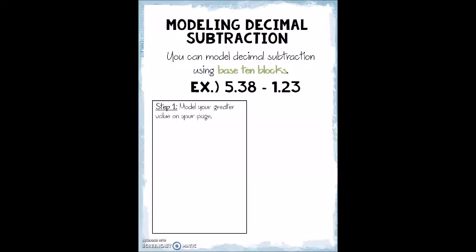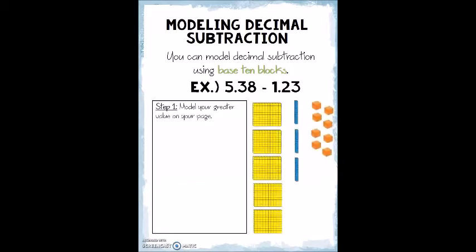First, I'm going to model the greater value on my page. In this case, 5 and 38 hundredths is greater than 1 and 23 hundredths. So I'm going to model 5 and 38 hundredths. And I did that with 5 yellow flats, 3 blue rods for the 3 tenths, and finally 8 hundredths cubes for the 8 hundredths.